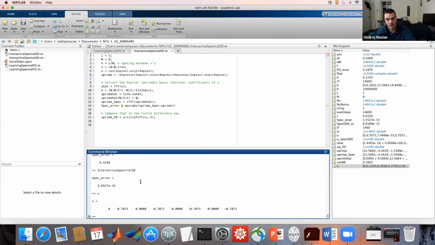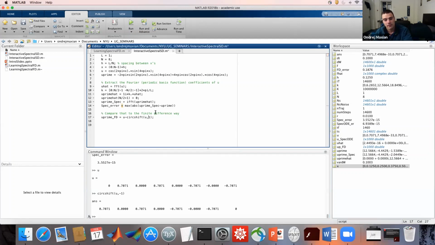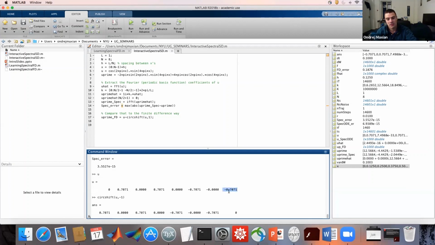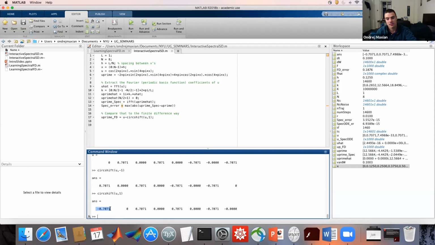So for example, if I look at U, there's U. And then if I circ shift U minus one, this guy went over here. This guy went this way. This guy went this way. This guy went this way. So we're shifting. But what we actually want is U minus the value before it. So we're going to do a circular shift by one. So now the value that was before zero now gets shifted to the zero position.